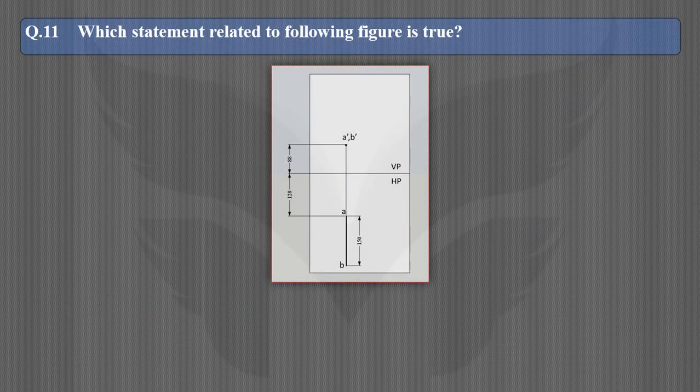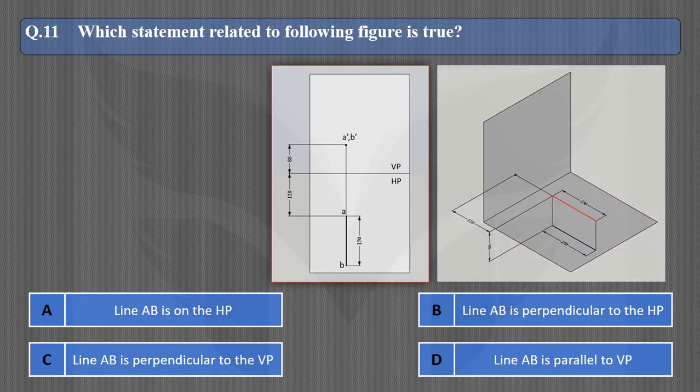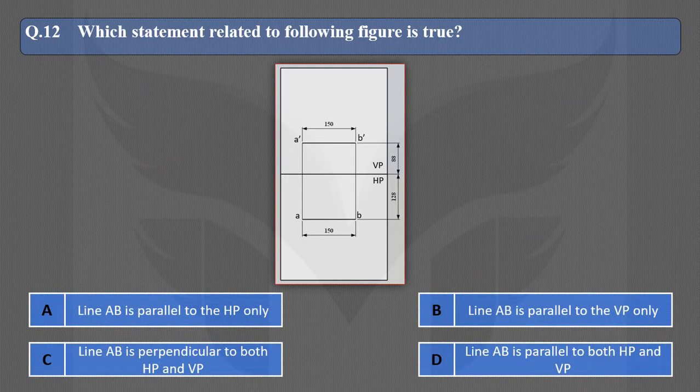Which statement related to the following figure is true? And here are the options. Here, front view of line AB appears as a point. Means the line must be perpendicular to VP. So the correct option is C. Next question. Which statement related to the following figure is true? And these are our options. Here, the length of the line in front view and top view is the same. Means the line is parallel to both HP and VP. So the correct option is C.